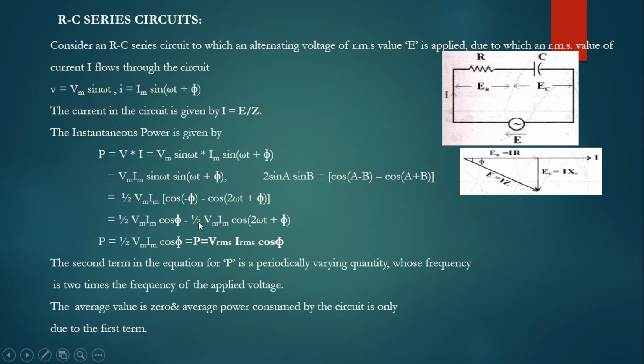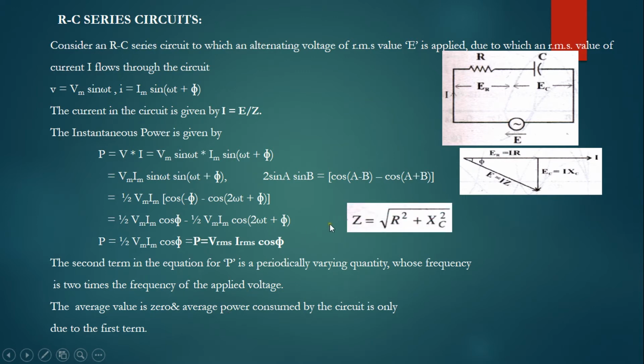Before that one step, once again we are getting two terms for this power equation. One is a periodically varying term whose frequency is double the frequency of the applied voltage and can be neglected, because if we integrate this over a period of time, its value will be 0. So we consider only the positive term, half Vm Im cos phi, which can also be written as Vm by root 2 into Im by root 2 into cos phi. Vm by root 2 is Vrms, Im by root 2 is Irms, and cos phi as it is. So the power equation remains the same: P is equal to Vrms into Irms into cos phi.